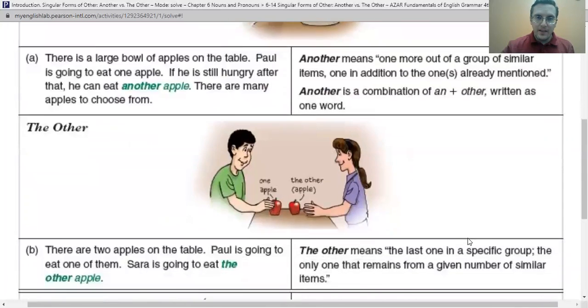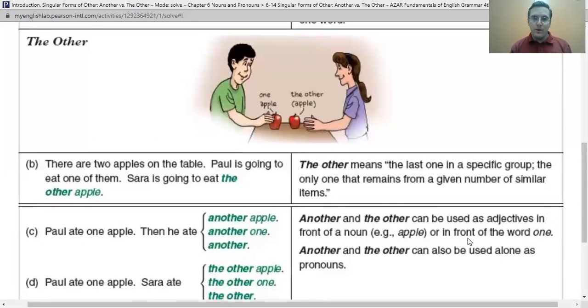Now let's look at the next picture. We have a situation where we have two and only two apples. We have two people. So in example B, there are two apples on the table. Paul is going to eat one of them. Sarah is going to eat the other apple.